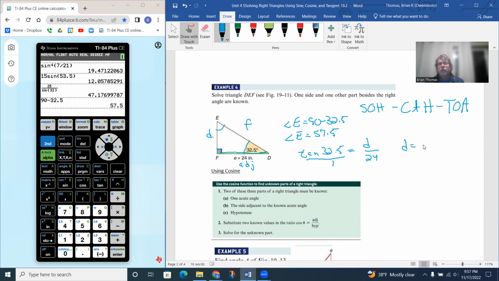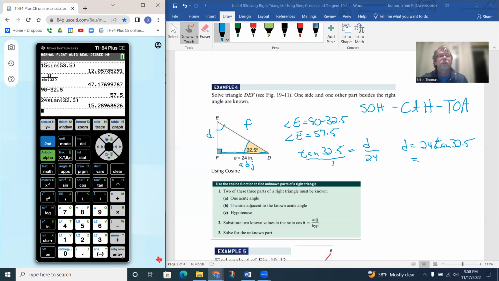If I put the tangent of 32.5 over 1, I can cross multiply. So D is going to equal 24 times the tangent of 32.5. If I put 24 times the tangent of 32.5 into the calculator, that'll give us the missing side D. Our calculator is already in degree mode, so this should work out just fine. Since E is a whole number, let's round D to the nearest whole number, so that would be 15.